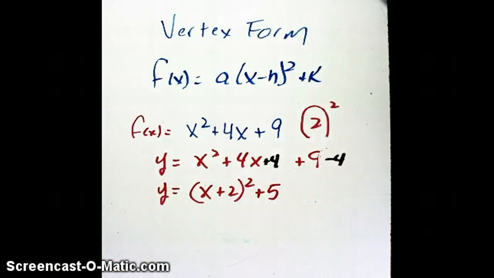So now it's easy to graph this. It's opened up, okay? The vertex right here is at negative 2, 5, and that would be a minimum point right there. So that's how you use complete the square.